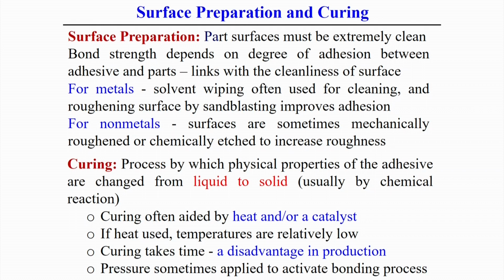If there is a need for the application of temperature during curing, that temperature should not be too high, it should be relatively low. But the main disadvantage of this process is that the curing time is relatively very long. That is why the production rate is relatively slow in this case. That is the disadvantage of this process. Sometimes it requires applying pressure also. That applied pressure activates the bonding between the two substrate materials.